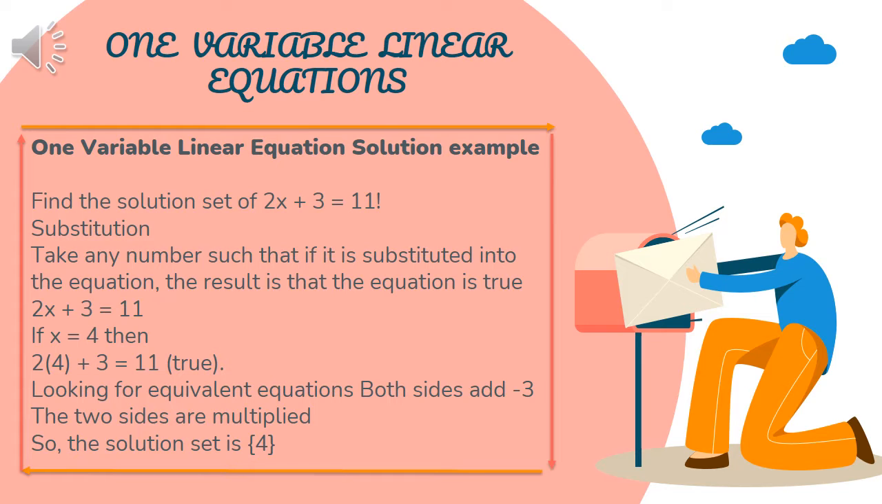One variable linear equation solution. Example, find the solution set of 2x plus 3 is 11. Substitution: take any number such that if it is substituted into the equation, the result is that the equation is true. 2x plus 3 is 11. If x is 4, then 2 times 4 plus 3 is 11 and is true. Looking for equivalent equations, both sides add negative 3. The two sides are multiplied, so the solution set is 4.